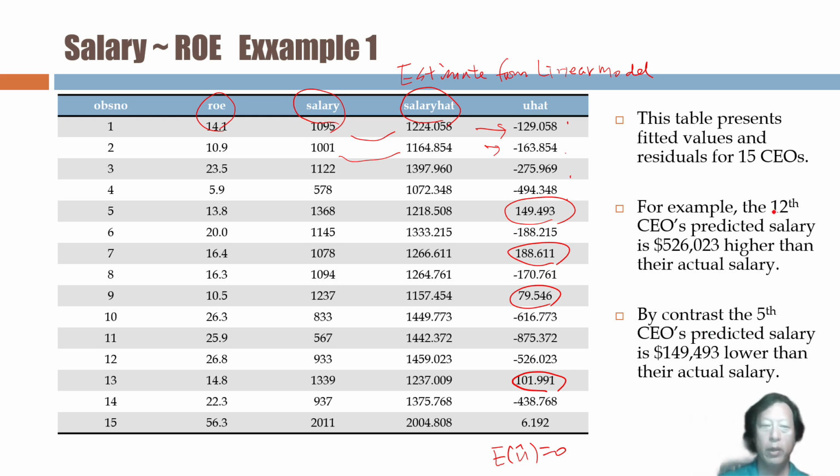Okay, so it's like a 12. You can see the actual salary is just 933, but our estimation is 1,459. So the predicted salary is higher, this much higher than the actual one. But in some cases, the real actual salary can be higher than our estimation.